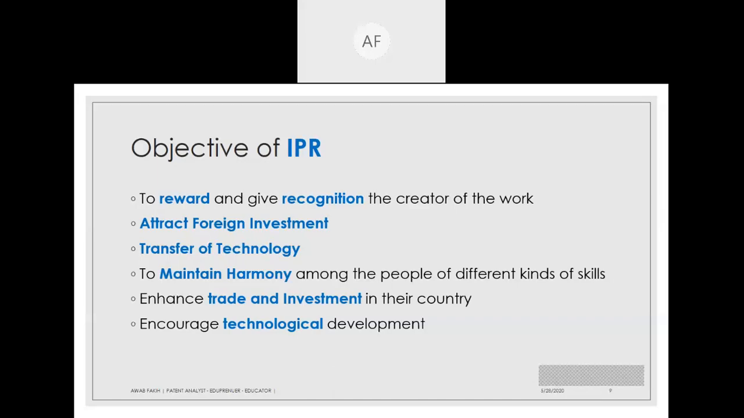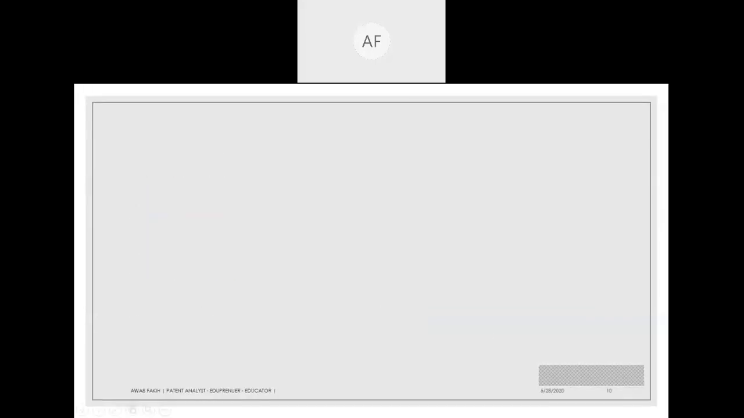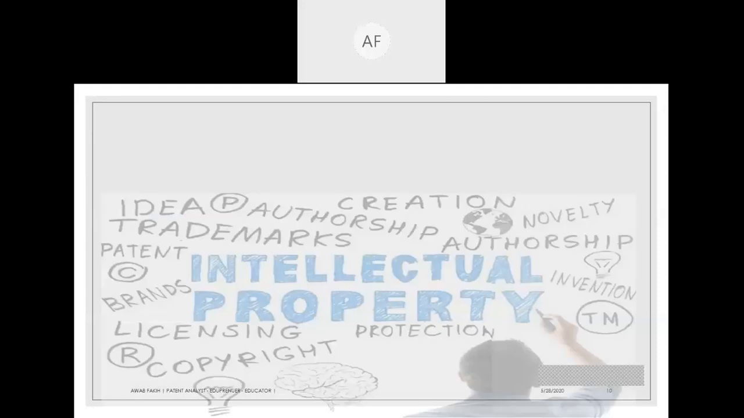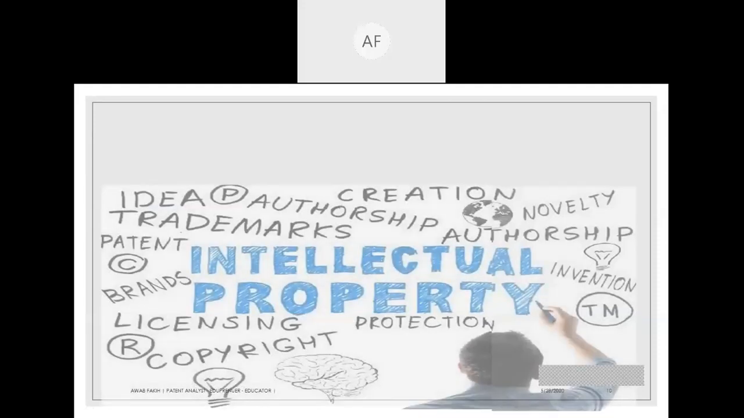Everyone needs recognition and reward for their creation. So for your hard work and your efforts, that is the objective of IPR. That is the reason they give such a long term of protection, so that you can enjoy the benefits over it. Now, let's go through each and every IPR which we saw in the previous slide. Let's start with the first IPR, that is a patent.